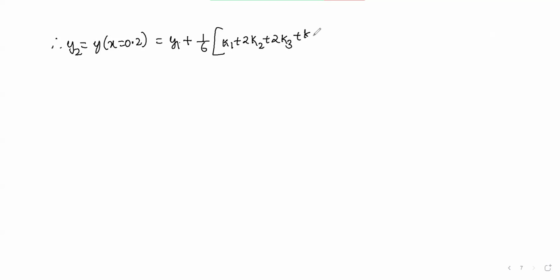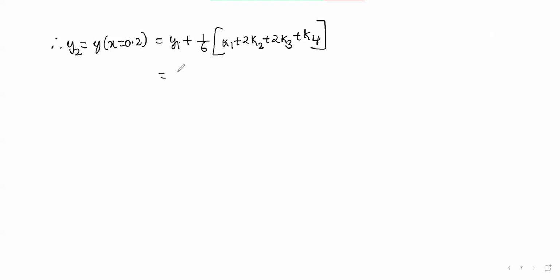In the second approximation కనుక్కోవాలి కదా. Therefore y2 కనుక్కోవాలి. y2 అంటే y at x is equal to 0.2 దగ్గర. y0 కింద కదా ఇందాక టైం y0, ఇప్పుడు y1 వేయాలి. y1 plus 1/6 into k1 plus 2k2 plus 2k3 plus k4. ఇది ఒరిజినల్ ఫార్ములా.